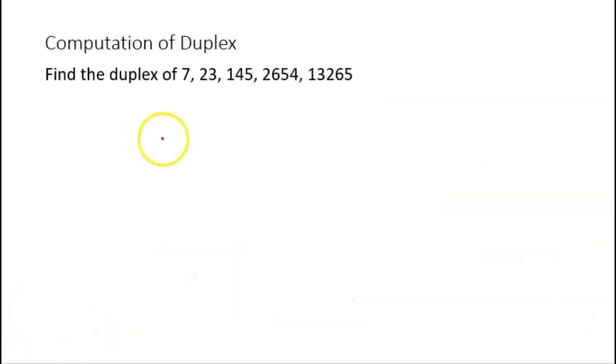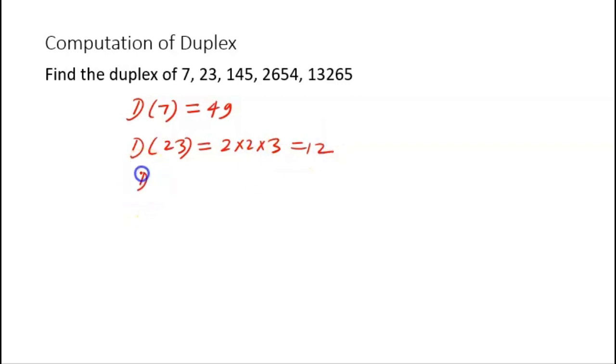Before I proceed, let us quickly calculate the duplex of some numbers. I will represent the duplex of a number by D. D of 7 is just the square of it, 49. What is the duplex of 23? It is 2 into 2 into 3, that is equal to 12. What is the duplex of 145? It is 2 into 1 into 5 plus 4 square, so that is equal to 10 plus 16, so 26.